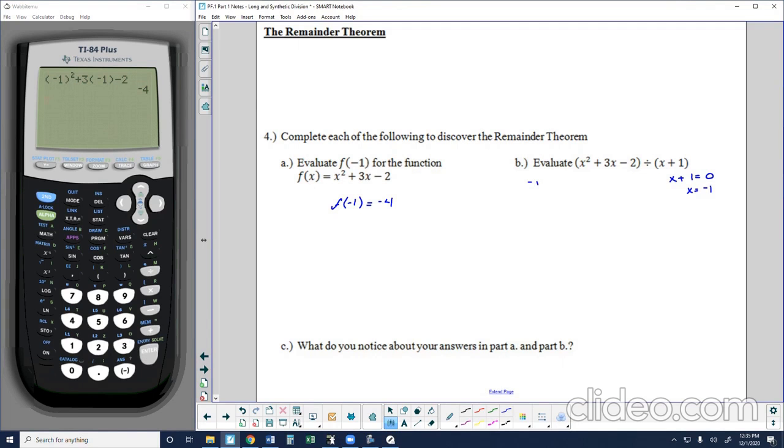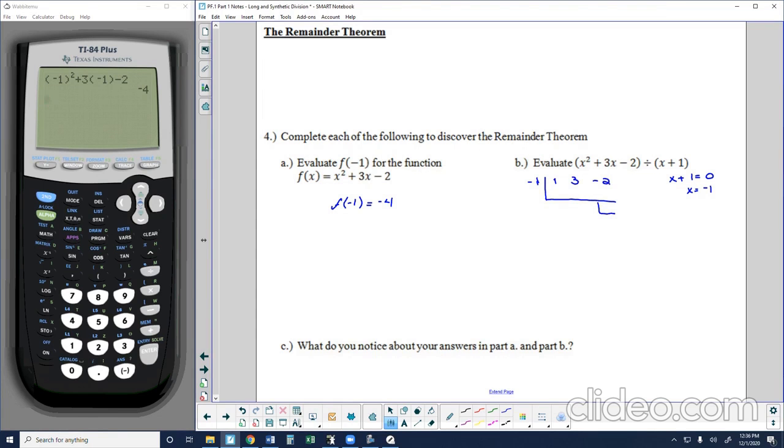So your -1 goes on the outside of that synthetic division. Then we're going to take our coefficients and put them on the inside. So the coefficients of the dividend would be 1, 3, and -2. I'm going to go ahead and put a box under -2 because that's my remainder. I'm going to complete synthetic division.